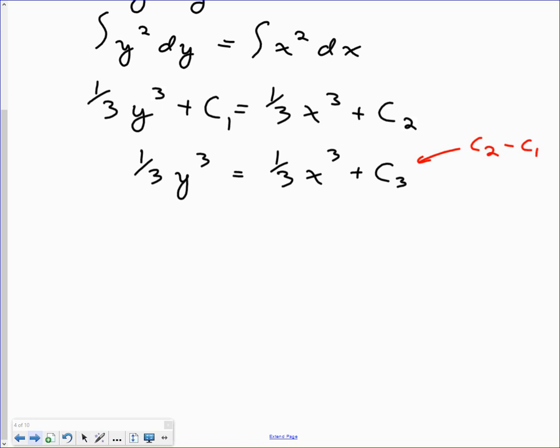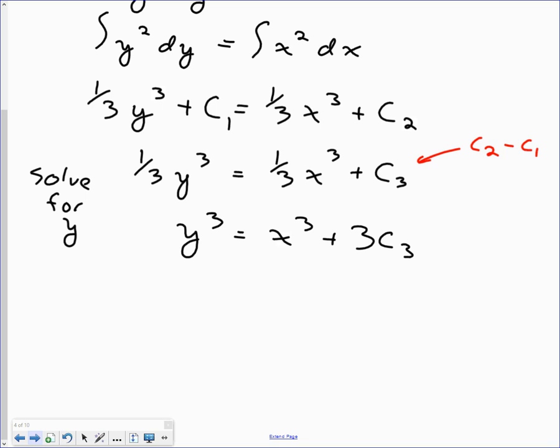Okay. Now we just want to take this thing that we have here and solve for y. So if I multiply everything through by 3, I'm going to get y cubed is equal to x cubed plus 3C3. Okay. Now, C3 is just some constant. I don't know what it is. I'm multiplying it by 3. I'm just getting another constant. Okay, so it's still just a number. So if I wanted to, I could change that into a different constant like C4.